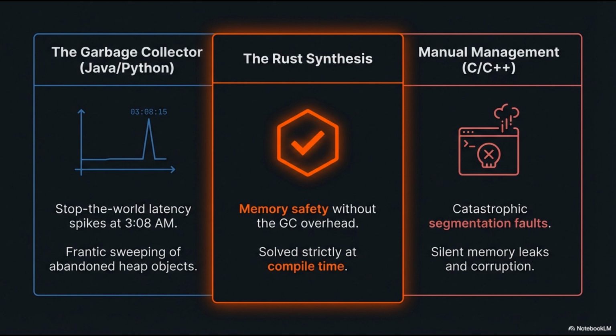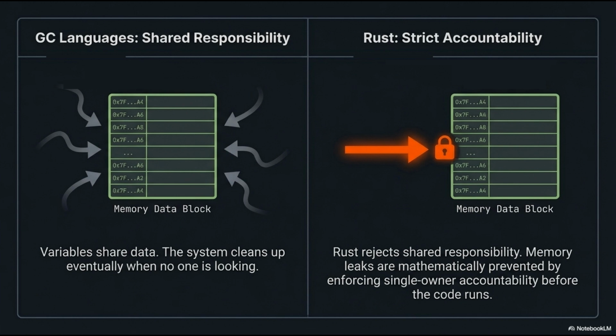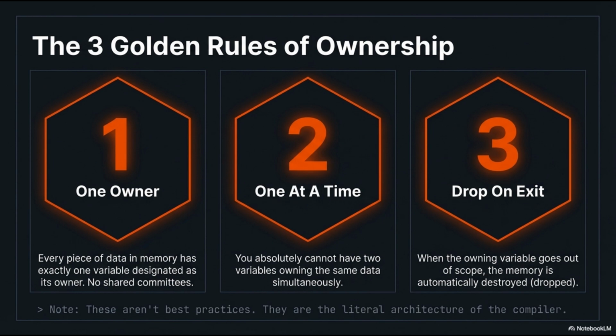Exactly. And the way it does that is through this strict, uncompromising accountability. You know, in a garbage-collected language, variables sort of just share data. Right, like a committee. If nobody is looking at the data anymore, the system just eventually comes along and cleans it up. Yeah. But Rust fundamentally rejects that shared responsibility. So if it rejects shared responsibility, I guess someone has to be held specifically accountable for every single piece of data, right? That is the exact logic that leads us to the first golden rule of Rust. Every single piece of value, every chunk of data in memory, must have a single variable designated as its owner. Just one. Exactly one, not a shared committee of references, exactly one owner.